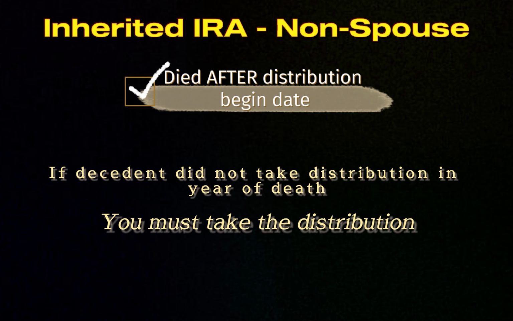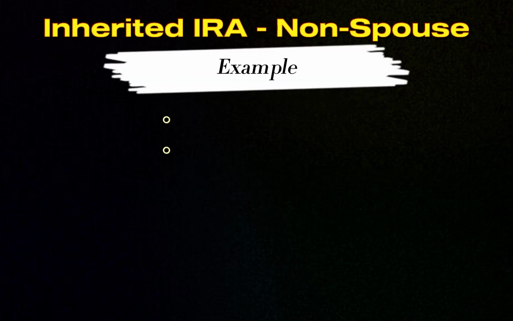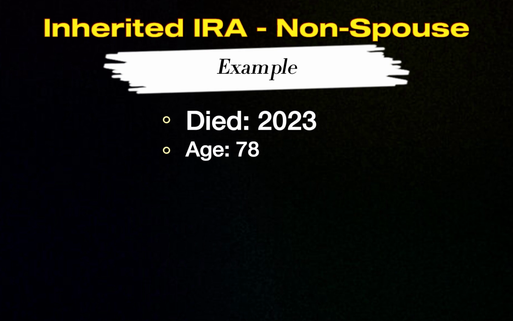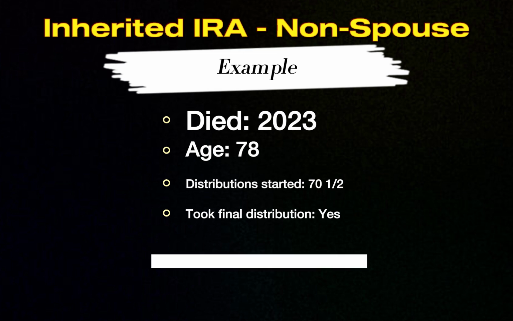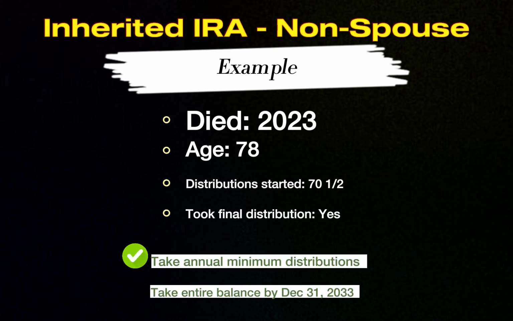account holder died. For example, let's say that your friend passed away in 2023 at the age of 78, leaving you as the beneficiary of his IRA. He had been taking distributions since the age of 70 and a half. He took his final required minimum distribution in the year that he died. Since your friend took his distribution in the year of death, you don't have to take that final distribution. You do have to take annual required minimum distributions for the next 9 years based on your single life expectancy. You have to withdraw the remainder of the account by December 31st, 2033.